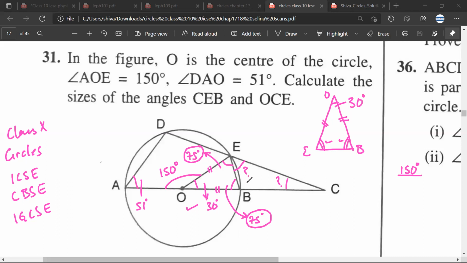So next we have angle DAB, which is given to us as 51 degrees. Quadrilateral DABE is a cyclic quadrilateral, so therefore opposite angles add up to 180 degrees. You have DAB, which is 51 degrees, so therefore DEB will be 180 minus 51 degrees.